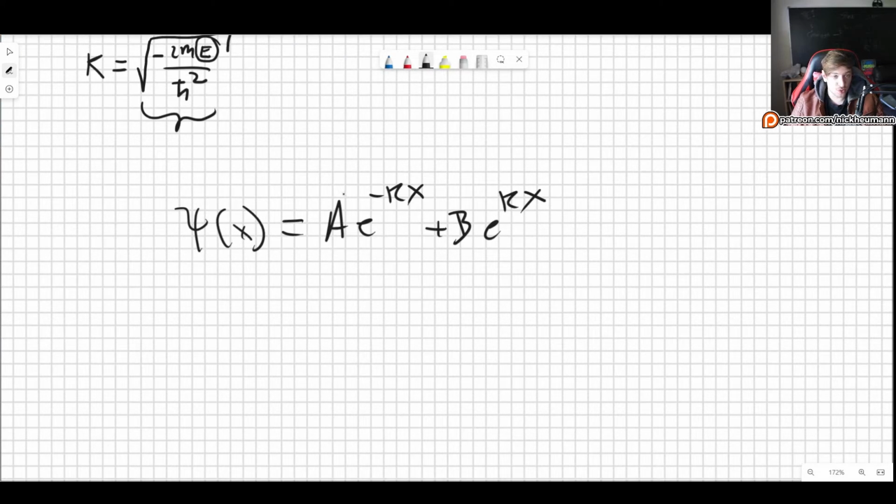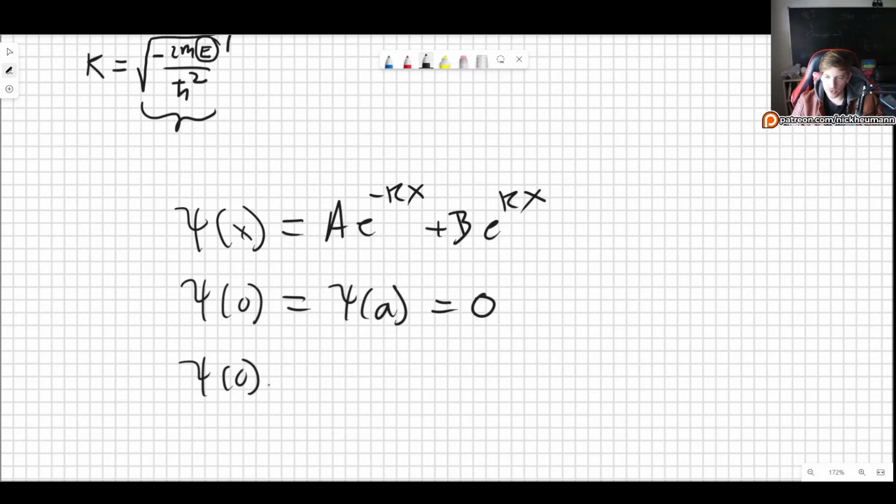So with the solution in mind, let's now go ahead and apply the boundary conditions, right? Which are, again, psi of 0 is equal to psi of a, and they are both equal to 0. So let's begin with psi of 0. So at psi of 0, we have that a plus b has to be equal to 0, which means that a has to be equal to minus b.